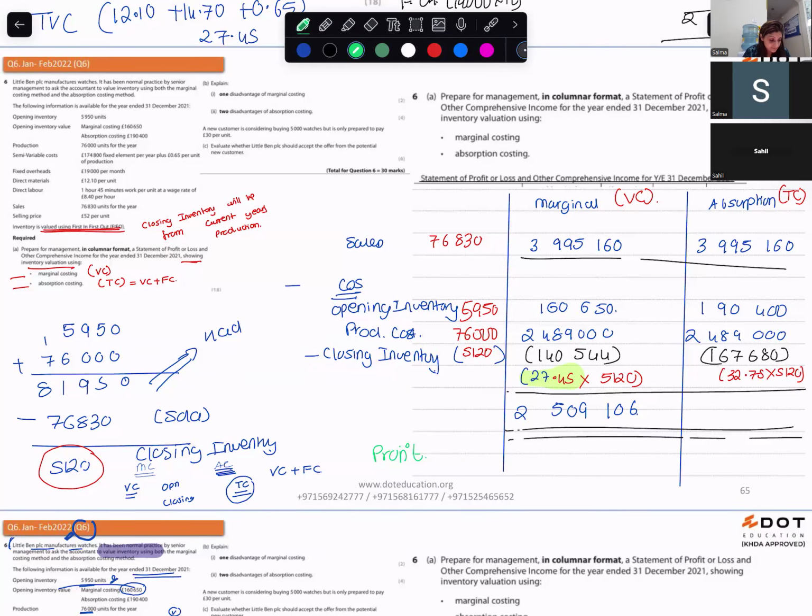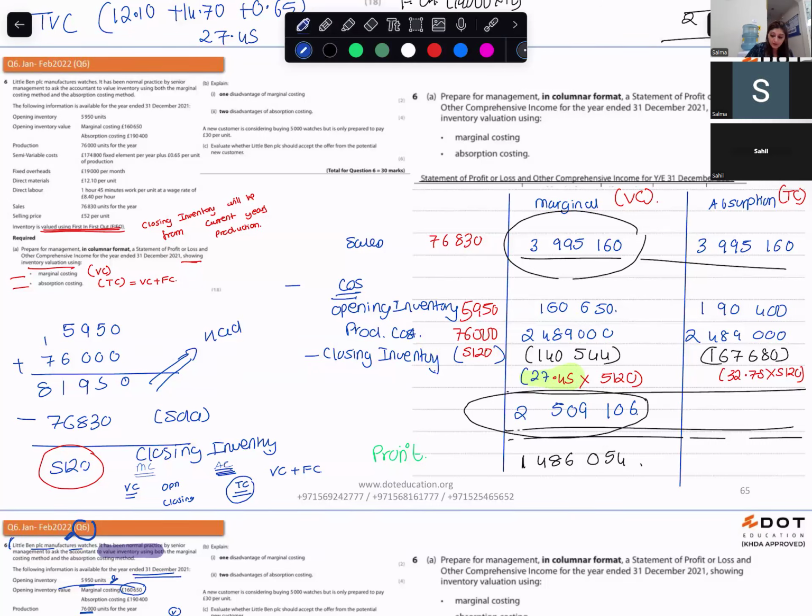Can you give me the profit as per marginal costing? Revenue minus the cost of sales, the profit as per marginal costing will be 1,486,054.